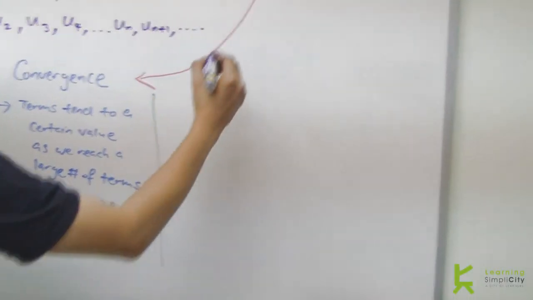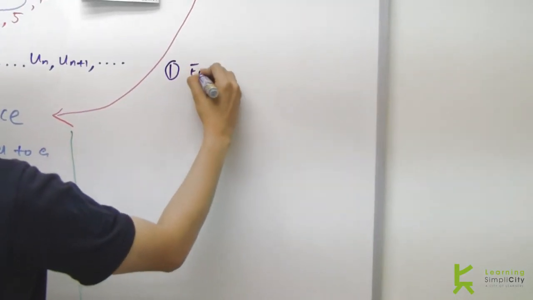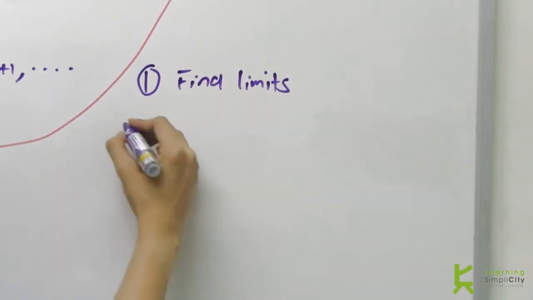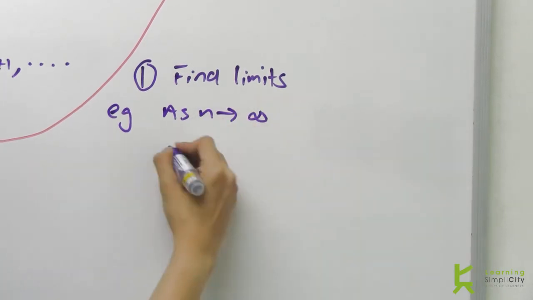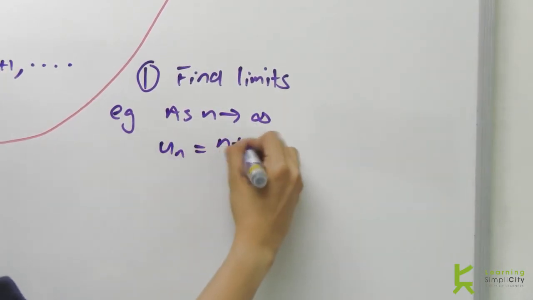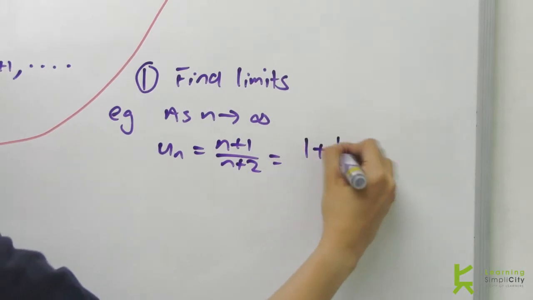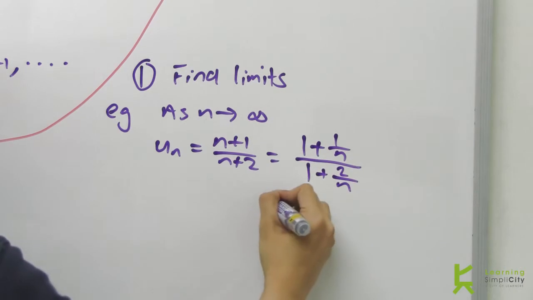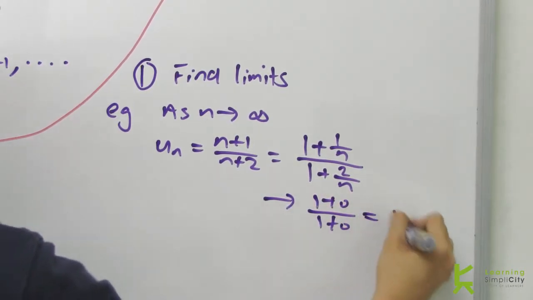To find convergence of a general formula, we can use number 1, finding limits. By finding limits, we divide throughout by the highest degree of n. Examples will be, as n tends to infinity, un equals (n+1)/(n+2), which equals (1 plus 1/n) over (1 plus 2/n). This tends to (1 plus 0) over (1 plus 0), which is equal to 1.